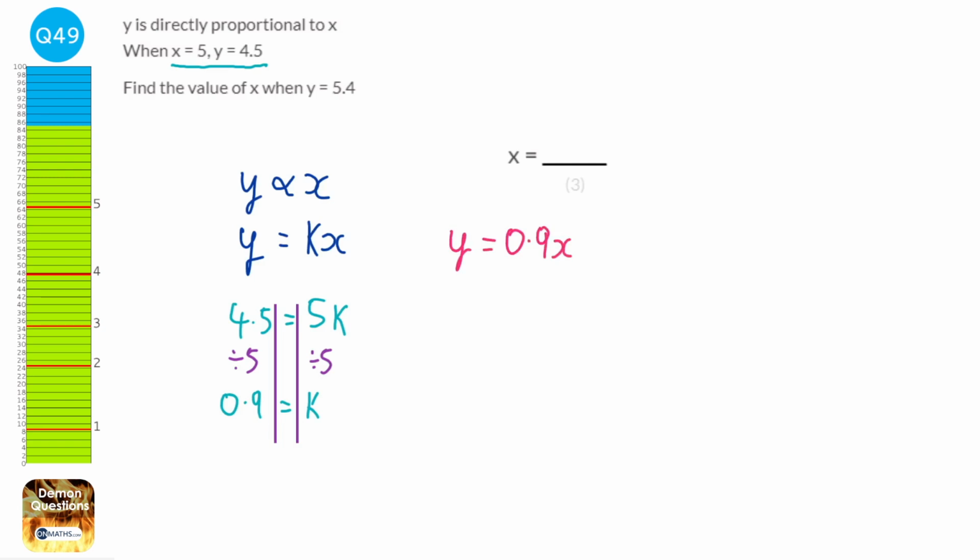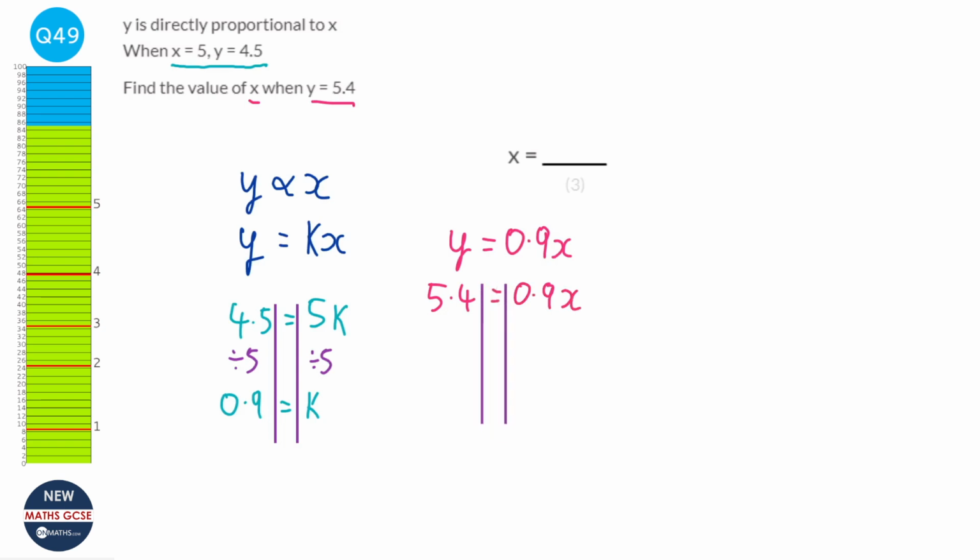Now k is a constant, which means it will never change, so it's always going to be 0.9. So to find the value of x when y is 5.4, I'm just going to replace y with 5.4, and just a matter of solving again. So I get my lines in, and what I'm going to do is just divide both sides by the 0.9 to find out what x is. And when I do that, I find that x is 6.